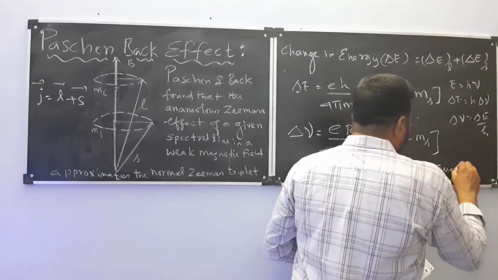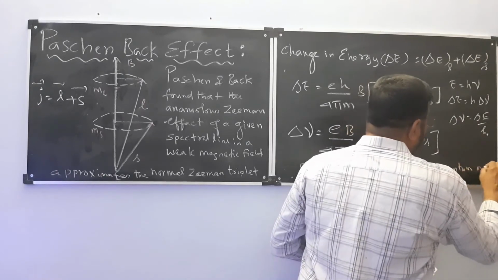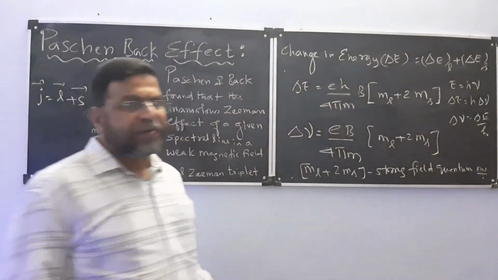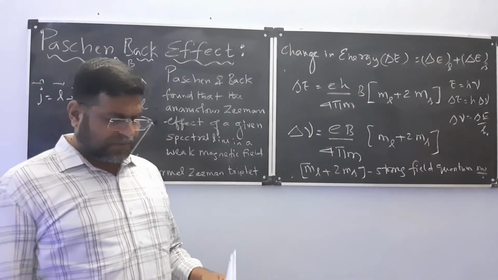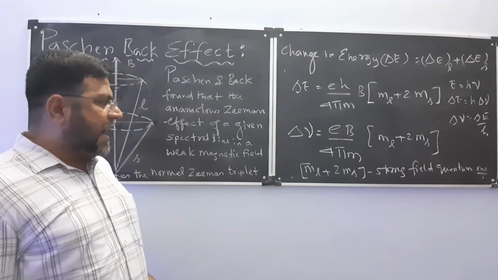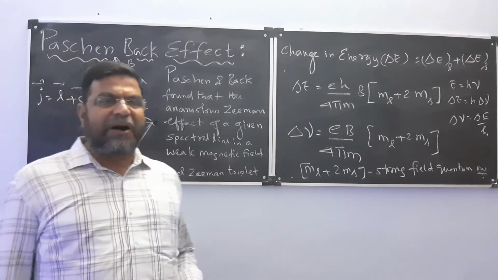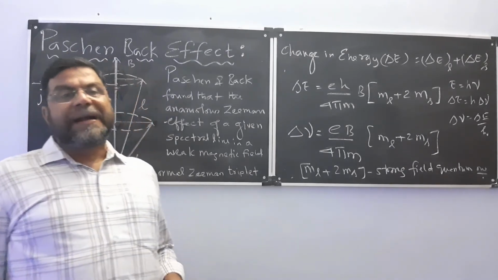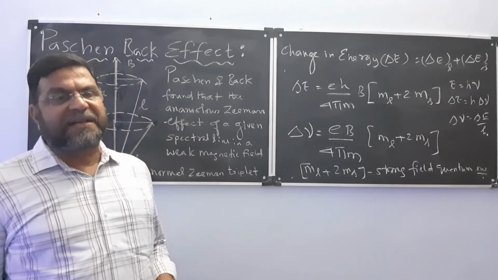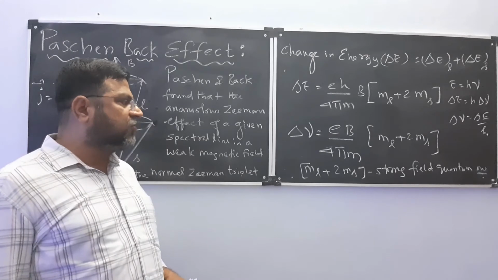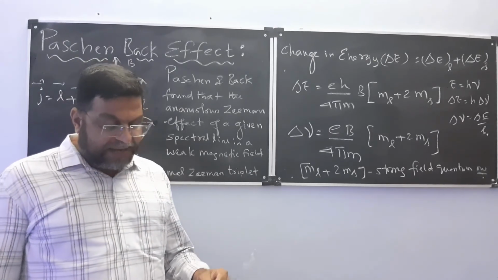The quantity m of L plus 2 m of S is called the strong field quantum number, and m of L plus 2 m of S will always be an integer because the S value is plus half and minus half. So the strong field quantum number will always be an integer.